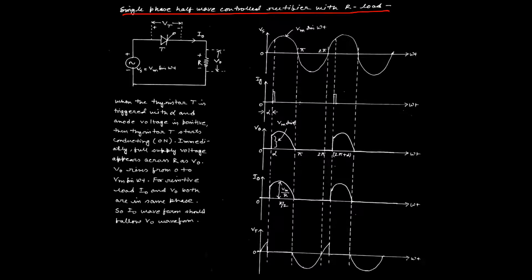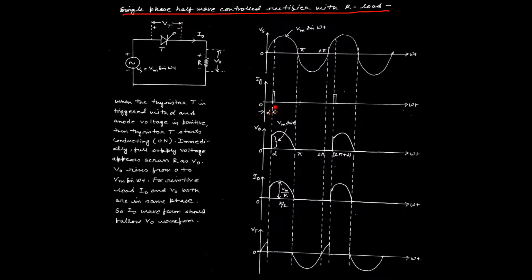Suppose we consider this is the supply voltage, as the AC supply is given there, and this is the waveform, and it has the expression Vm sin omega t. Suppose we have applied the gate pulse across the gate at an angle alpha.